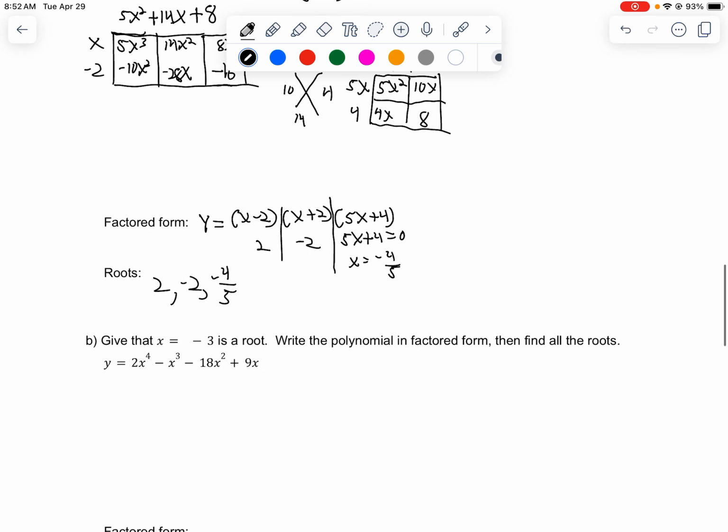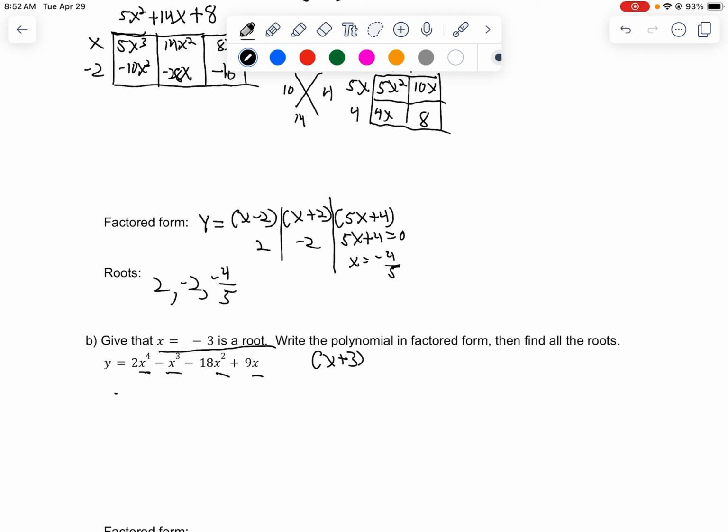Now, look at this one. This one's a little bit trickier. Just a smidge. Okay, they give you x equals negative 3 as a root. But before you do anything, you should realize that x minus 3 is x plus 3, I should say. But before we divide, do you notice that we could factor out an x? We can GCF out an x.